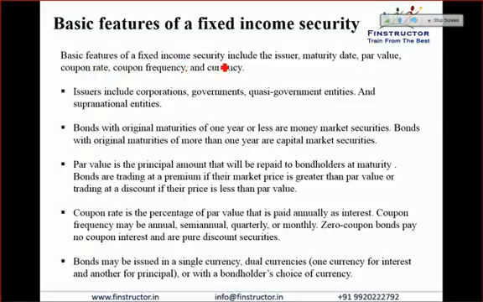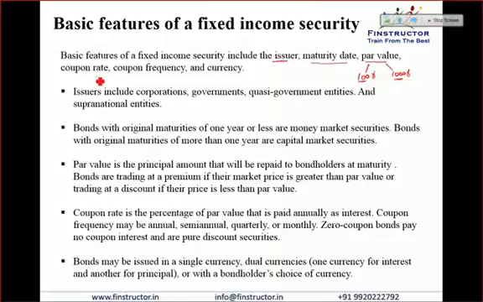Now, the basic features of a fixed income security include, first, the issuer, that is generally the corporate who is issuing the security, that is, he needs the money for a particular project or some other use. The maturity date, at which the principal or the initial investment will be returned to the investor. The par value is the amount that will be returned at maturity. This par value is generally $100 or $1,000. If not mentioned explicitly, from the scale in the question you can assume the par value to be $100 or $1,000 per bond.